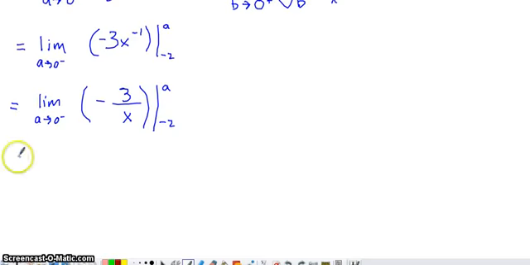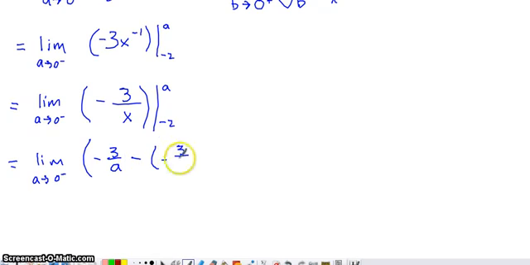So when I do that, I'm looking at a limit as a approaches 0 from the smaller side of negative 3 over a, right? So I'm putting a in place of x, and then minus negative 3 over negative 2. So I know I have a lot of negatives floating around here. We'll try to clean that up on the next line.